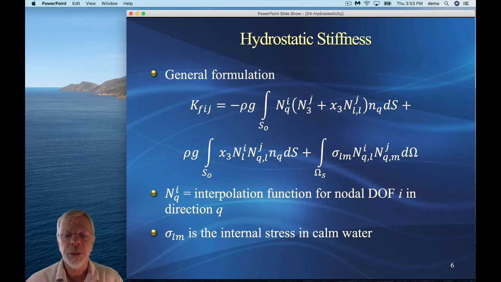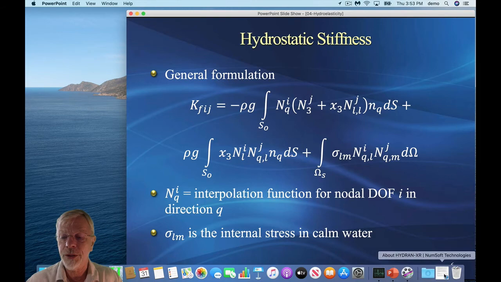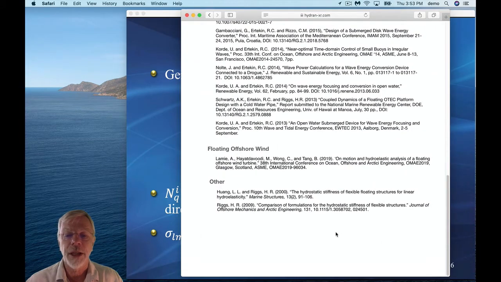I'm not going to go into too many details here, but I will point out that this equation is derived in this reference here by Linda Huang and myself. Linda was a PhD student when we published this. And then the second publication here I wrote subsequently and compared different formulations for hydrostatic stiffness, because there are different formulations out there.